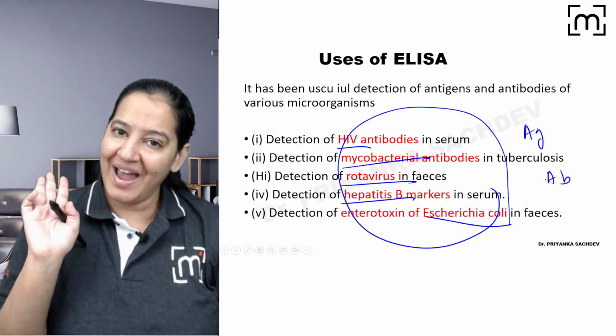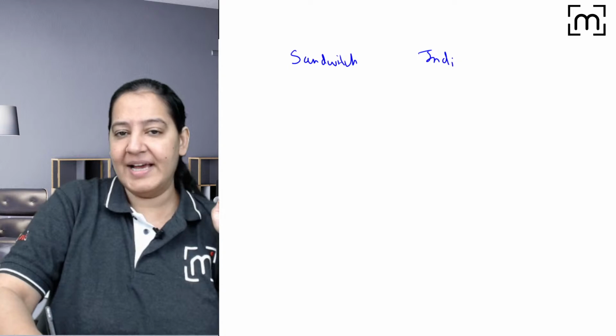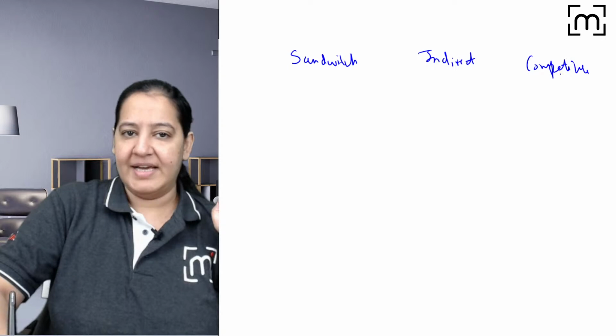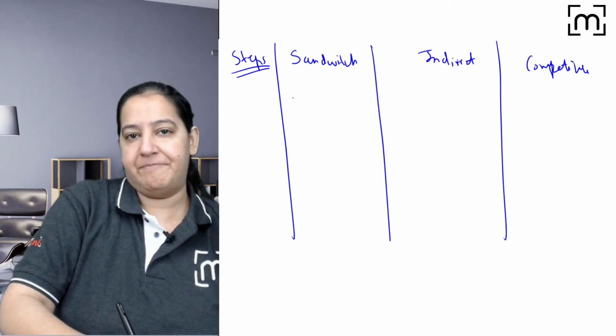So we understood the three types of ELISA: the direct ELISA, the sandwich ELISA, the indirect ELISA, and the last one is competitive ELISA. In all of them, there are four steps. Step 1, 2, 3, 4. Can you give the summary, anyone of you? What is step 1? So basically, first tell me the principle.